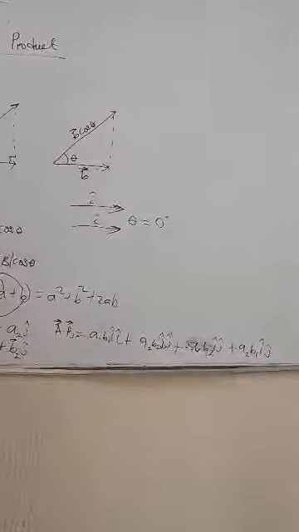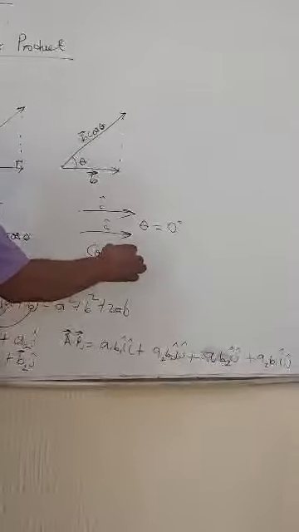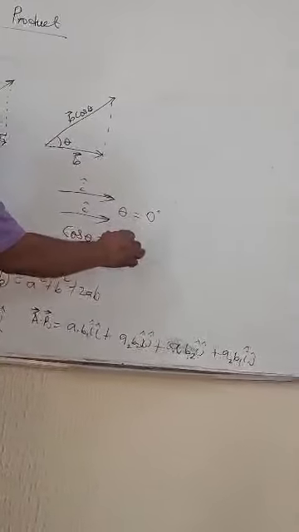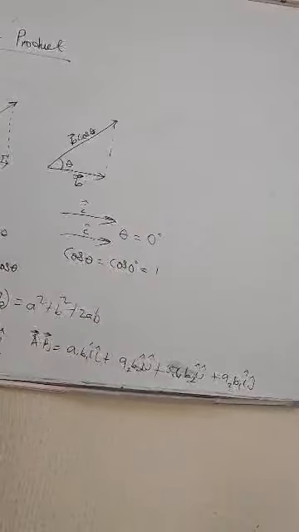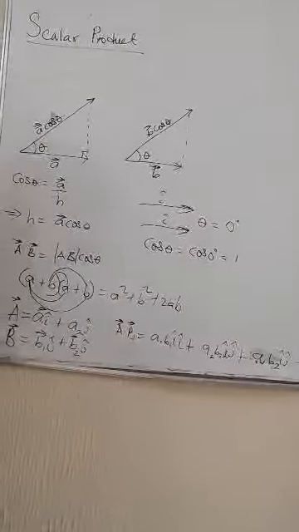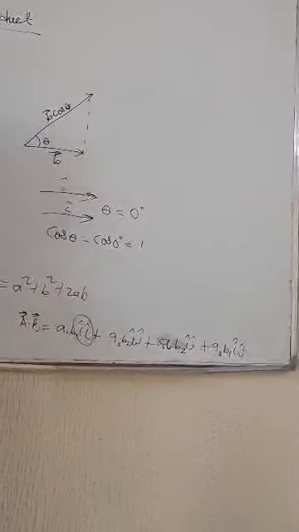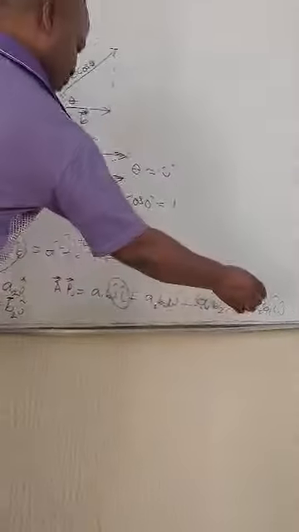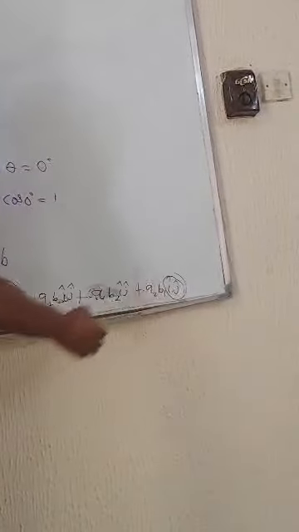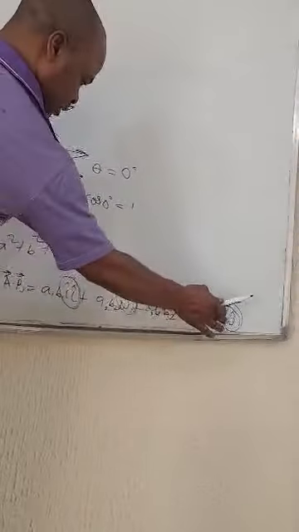Now if theta is equal to 0, let's look at cos 0. So cos theta is equal to cos 0, which is equal to 1. From the concept of trigonometry, we see that cos 0 is equal to 1. And mathematically, this i hat and i hat will now become 1. Then let's come back to this part, j hat and j hat will also be 1.